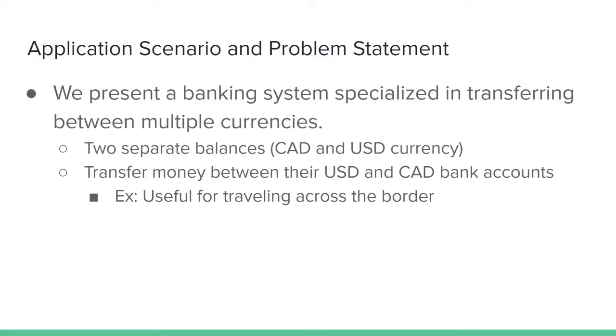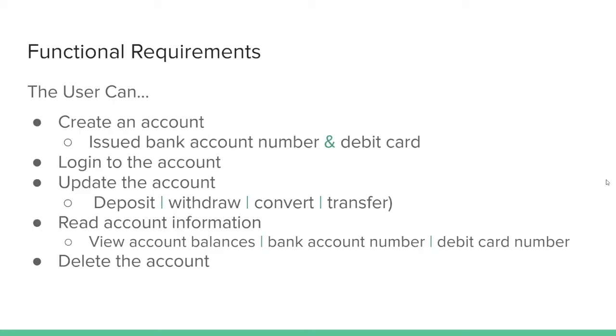So the application scenario and problem statement: our project's on a banking system. It specializes in transferring between multiple currencies. In this case, it's United States and Canadian currency. It could be expanded to different currencies. This is ideal for someone that lives on the border of Canada and the United States, or someone that travels frequently between the two countries. I will now turn it over to Joey, who will discuss the functional requirements.